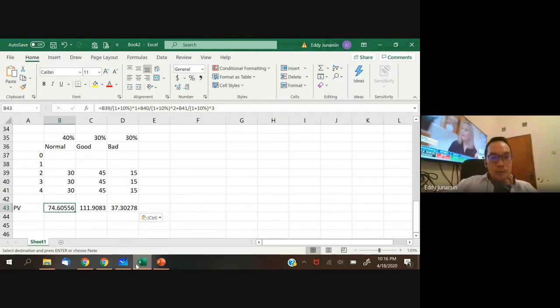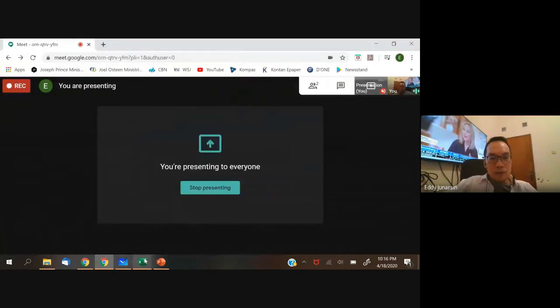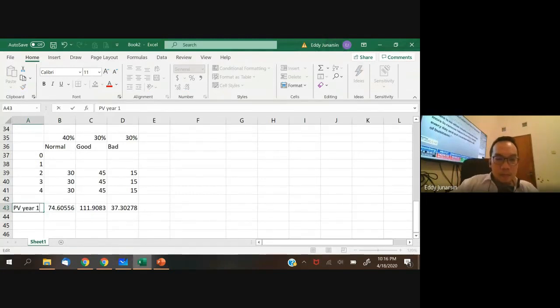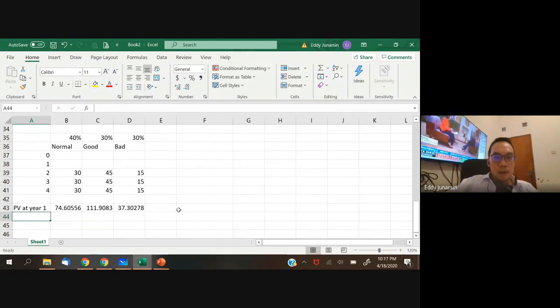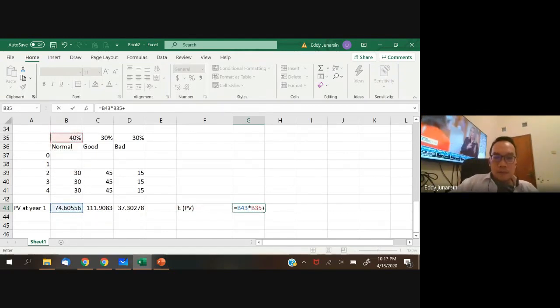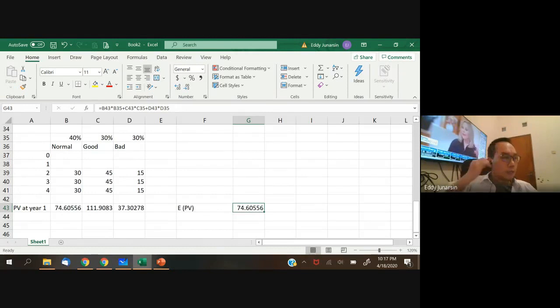the present value. The present values for all cash flows. Okay. But this is present value at year one, right? At year one position. Okay, so we can find again the expected present value, right? The weighted average, right? This one times its probability plus the good scenario times its chance of happening plus the bad scenario times its probability of happening, right? Okay, so 74.61, right? That's the expected present value at year one, right?